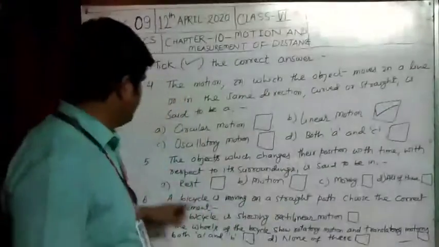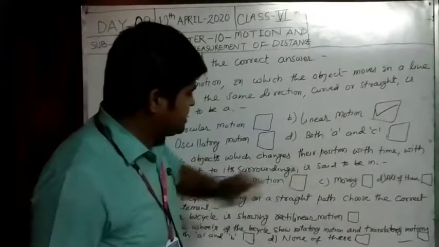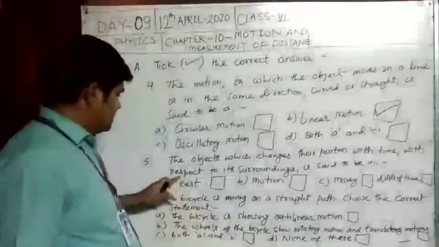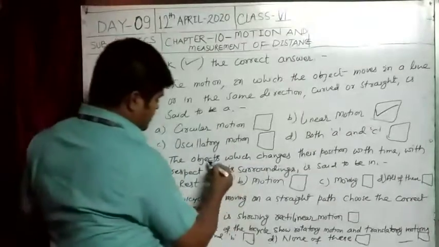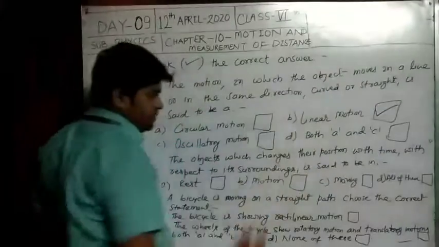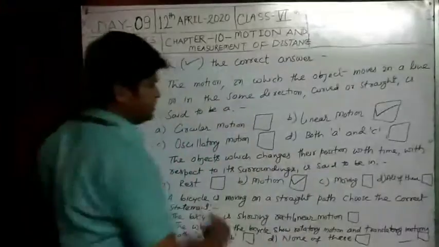Okay. Now question number 5. The object which changes its position with time with respect to its surroundings is said to be in motion, because the object changes its position. Okay. That means your option is motion.